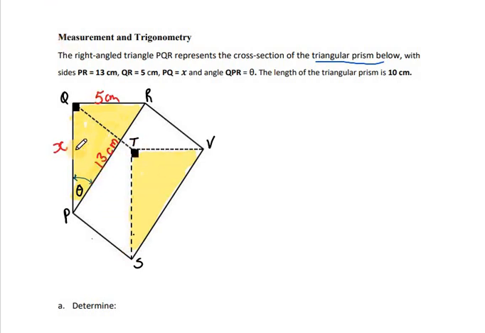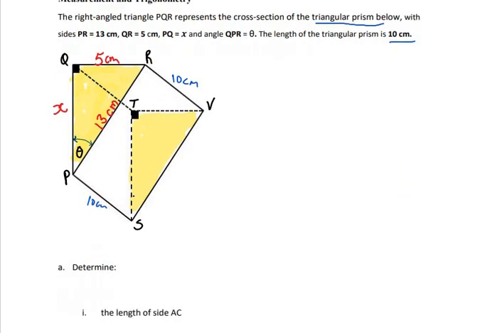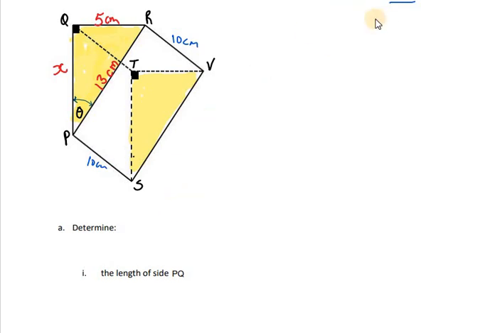Now, we have the right angle triangle here. PR length is 13 centimeters. QR is 5 centimeters. And PQ has an unknown length of X centimeters. Angle QPR, Q to P to R, this angle right here, has an unknown measurement of theta. And the length of the triangular prism, in other words, R to V, will be 10 centimeters, which is the same distance as Q to T or P to S, 10 centimeters. Now, what we're asked to determine is the length of the side PQ.